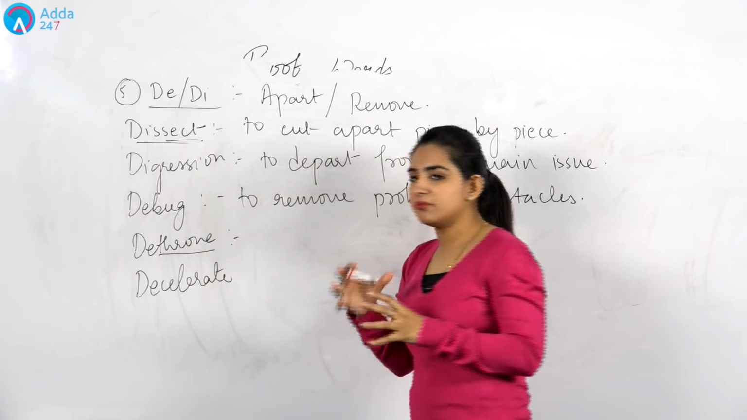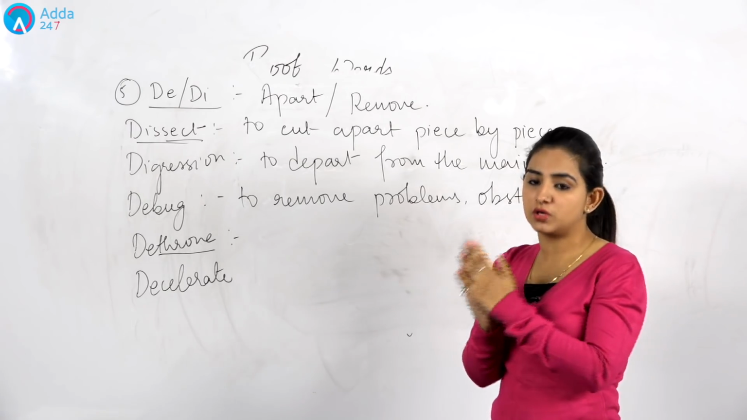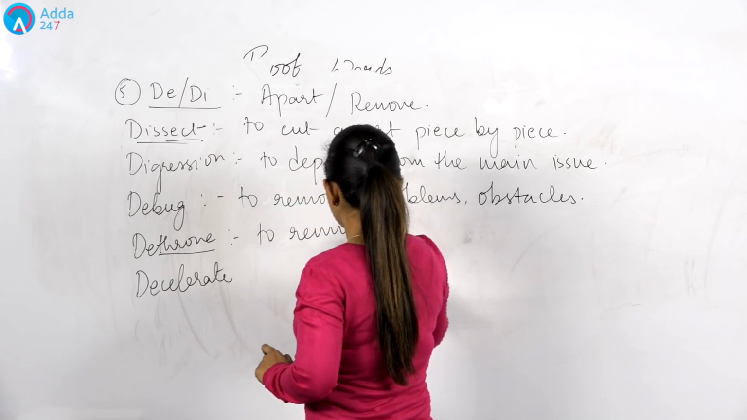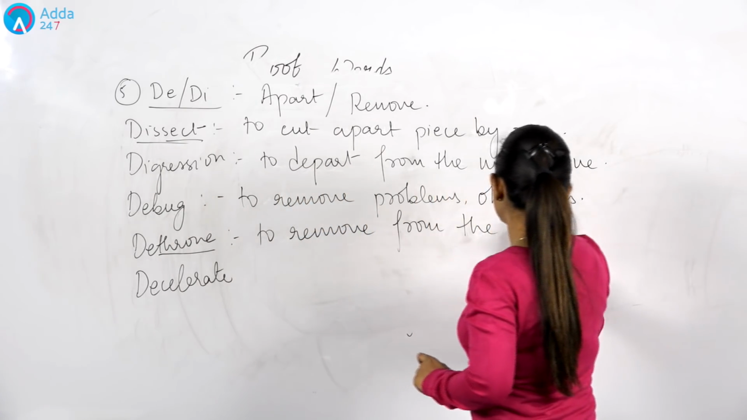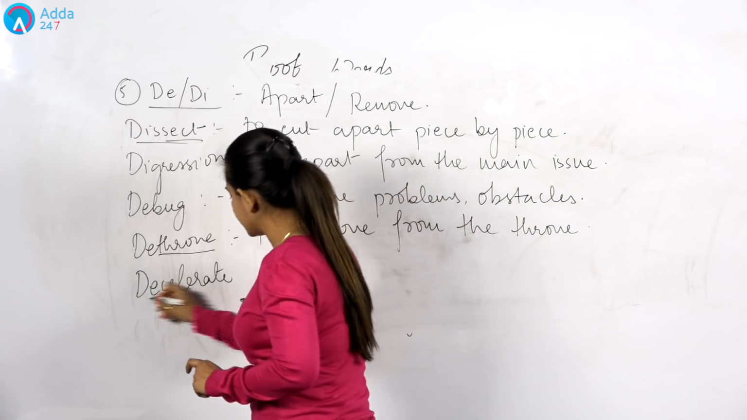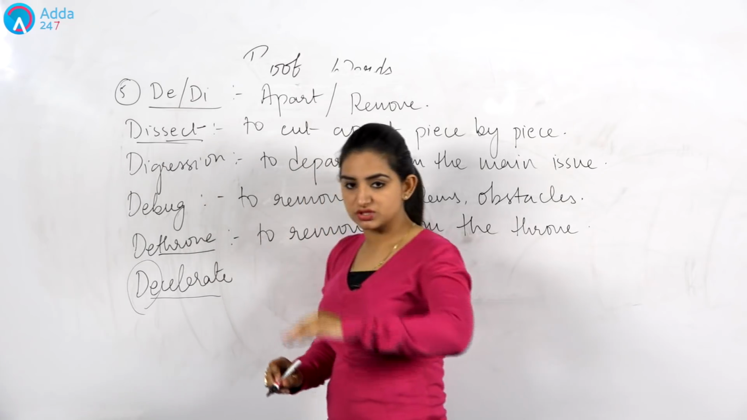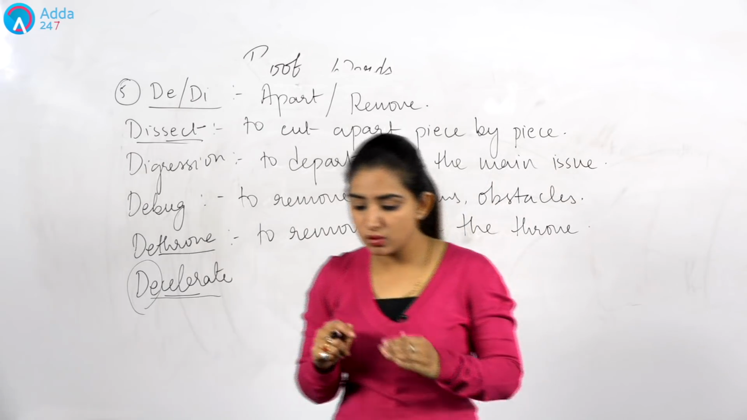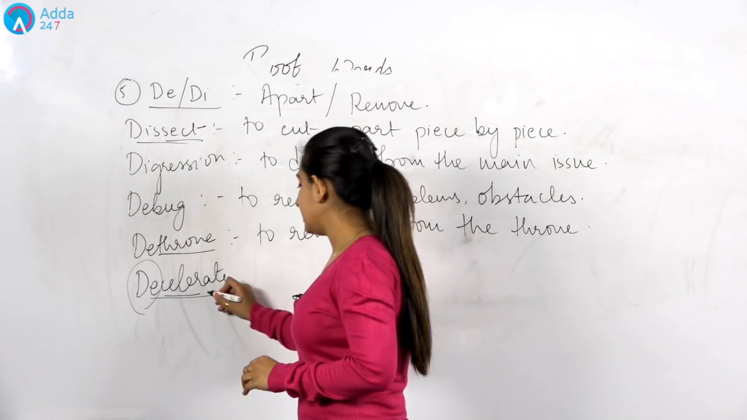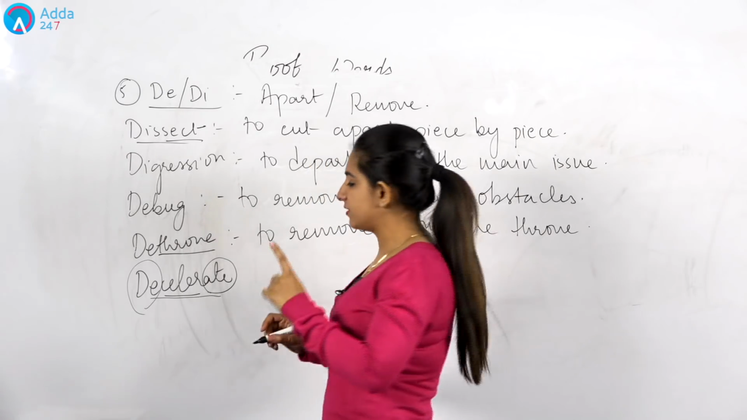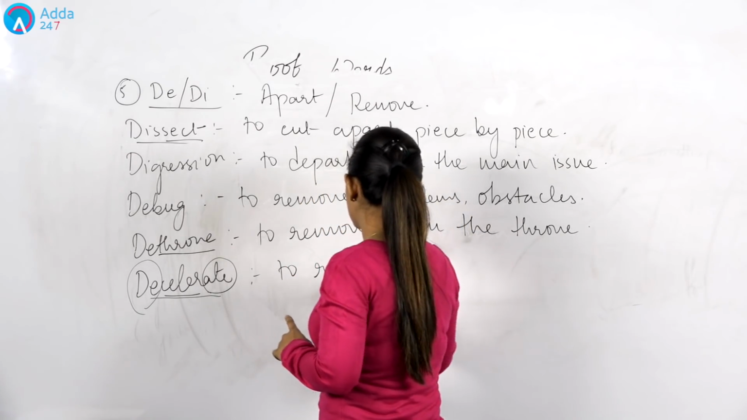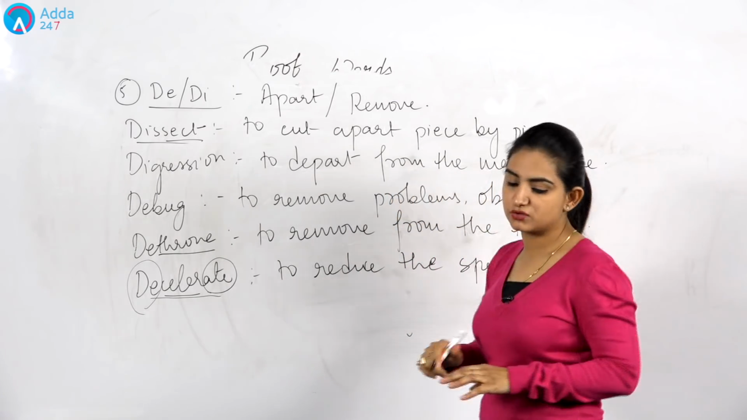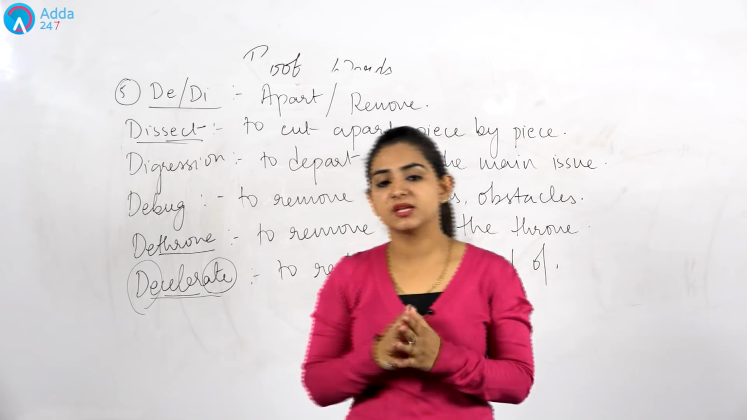Now see, throne means when you have the responsibility of a country or an area. But when I say dethrone, this means to remove from the responsibilities, to remove from the throne. Then I say decelerate. As you know, DE means reduce, apart, remove. Celer means fast or speed, and ate is related to a verb. So decelerate means to reduce the speed of something.